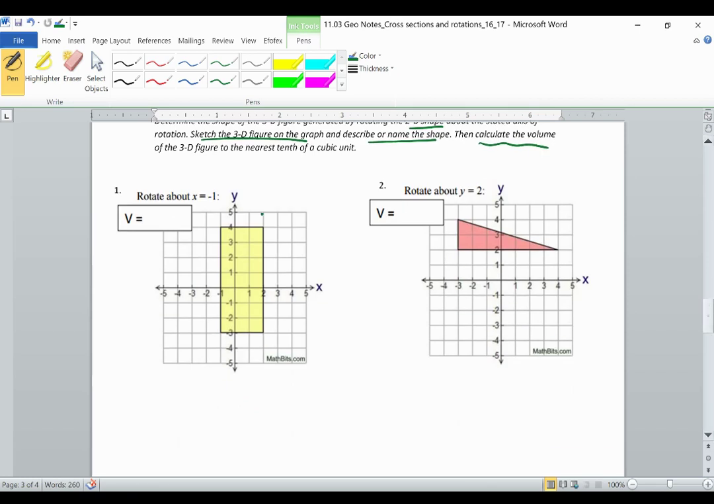So here we have a rectangle. It says rotate about x equals -1. So let's find x equals -1. And that's right here. So it's one of the sides of your rectangle.